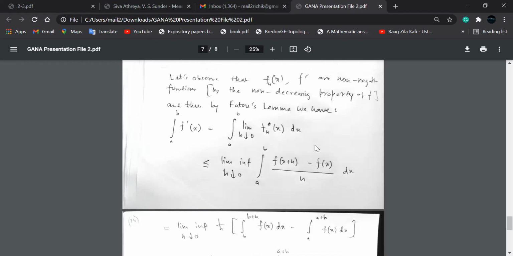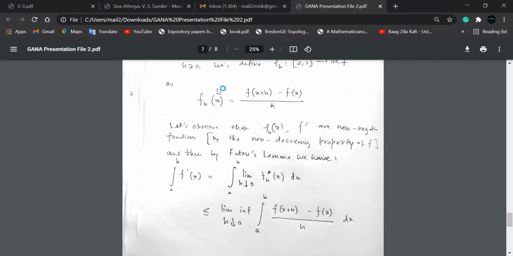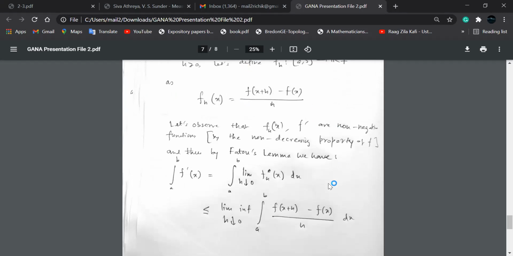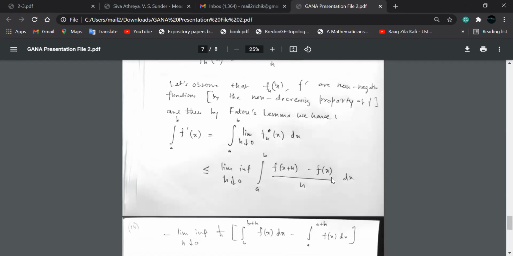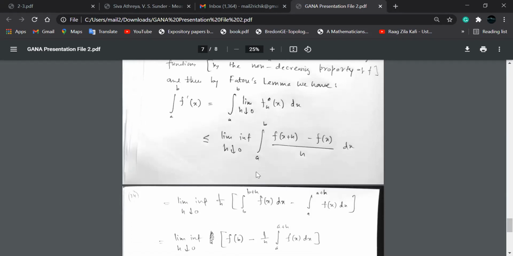So now the set is measurable. F dash is measurable and non-negative. So thus we can use Fatou's lemma here. By Fatou's lemma, we have integration a to b f dash x dx, oh sorry, I forgot to give the dx. That is less than or equal to integration a to b limit h tends to 0 of fh x dx, because we have defined fh to be this. So in this step we are using Fatou's lemma. The limit comes out, limit h tends to 0, of a to b fx plus h minus fx by h dx. That is by the definition of fh x.